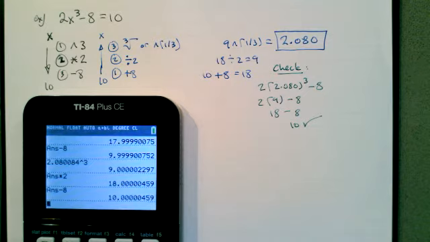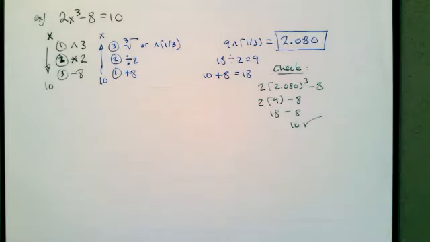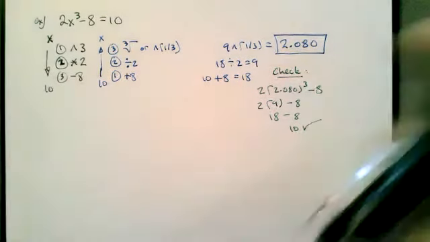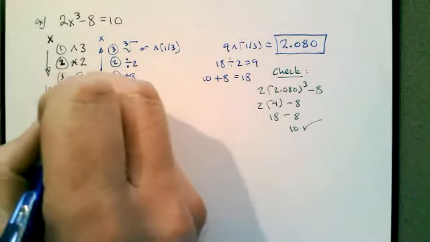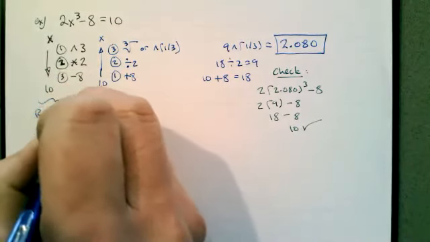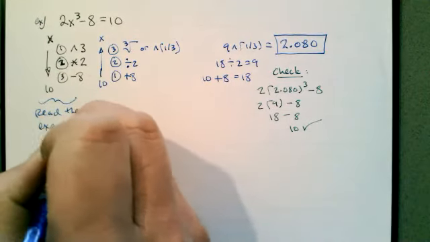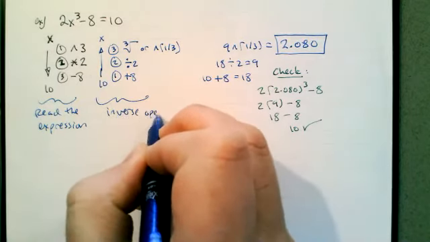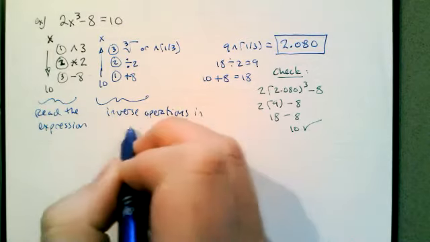So just be aware that when we start going for the strange roots that are going to be irrational, we're going to need a calculator to get cube roots of non-perfect cubes or square roots of non-perfect squares and so on. Any questions? This part right here, here we are reading the expression. And here is our plan to do inverse operations in reverse order.